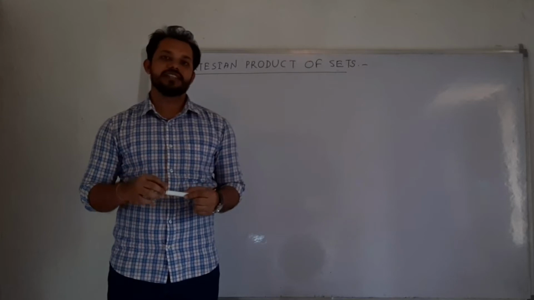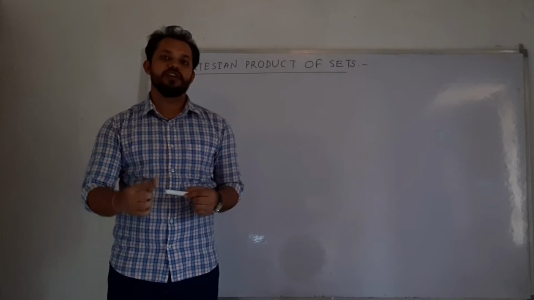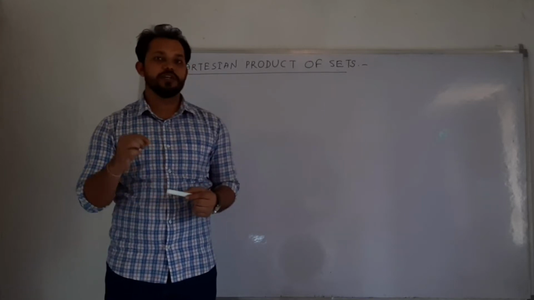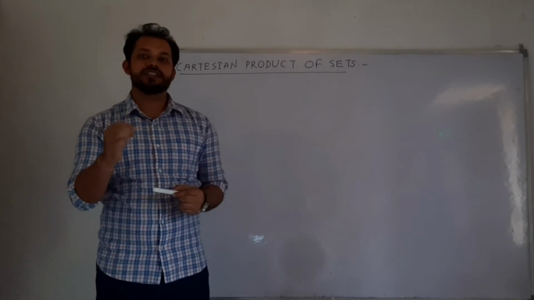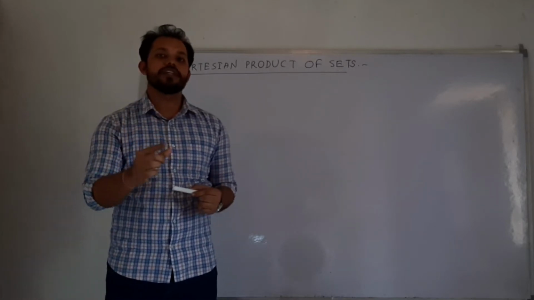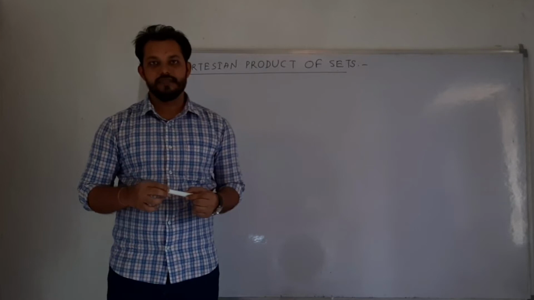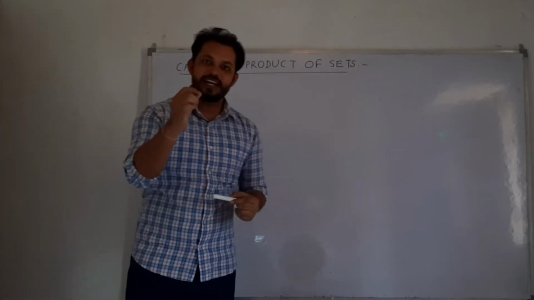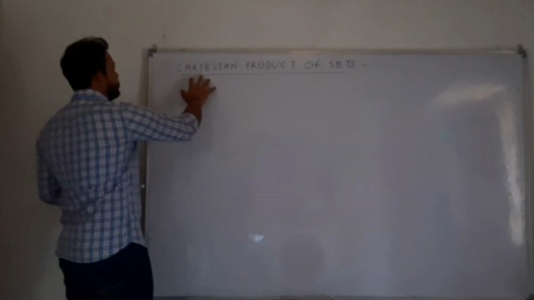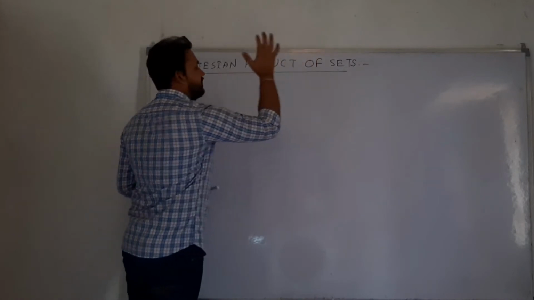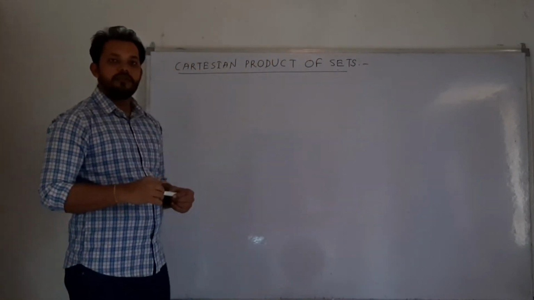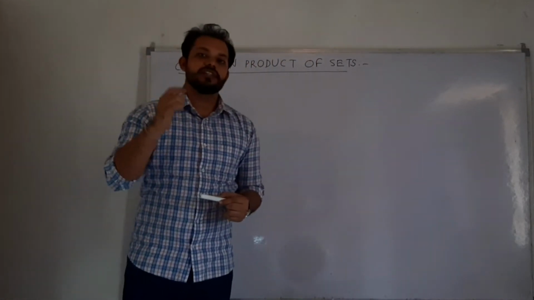Till now we discussed many operations on sets. In today's topic, we are going to discuss one more operation on sets, and this operation is the Cartesian product of sets. What is this Cartesian product?